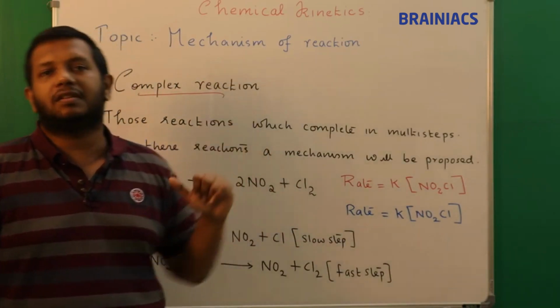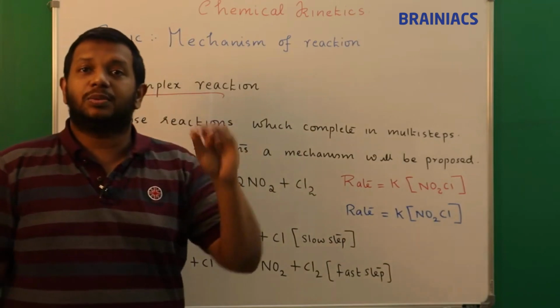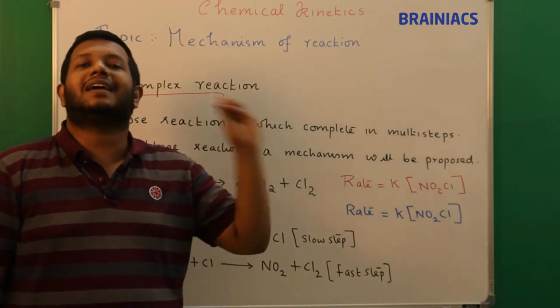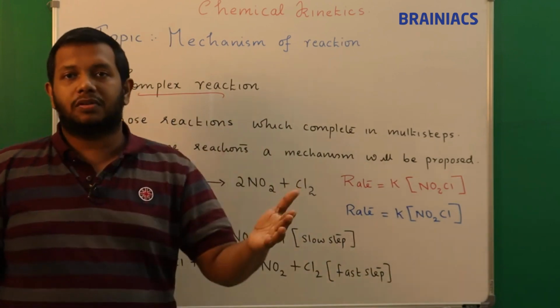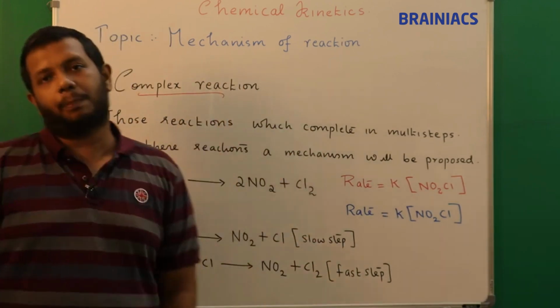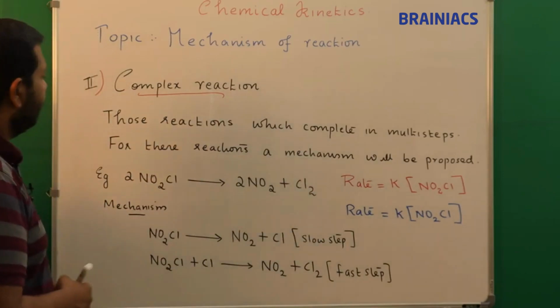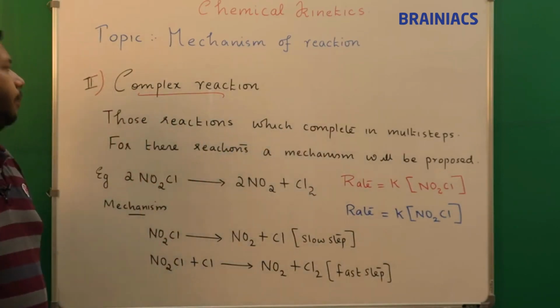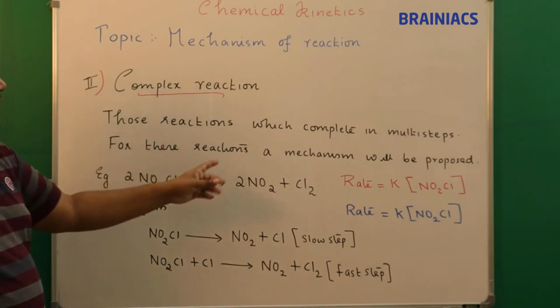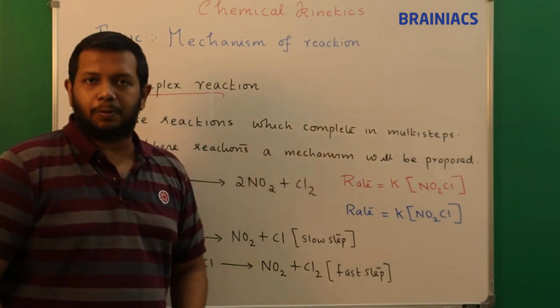Because in the initial case itself, we have learned that those reactions which are moderate in nature, only their rate can be measured. So that's the reason why we always prefer the slowest step whenever the reaction is a complex reaction. Let's go into it. Those reactions which complete in multiple steps are called complex reactions. For this reaction, a mechanism will be proposed.